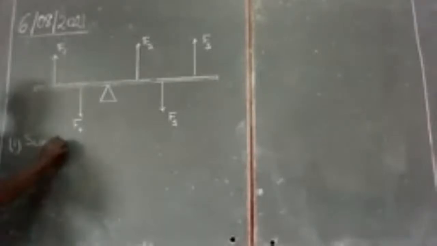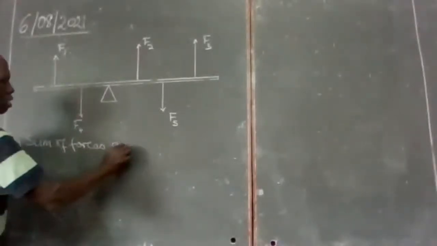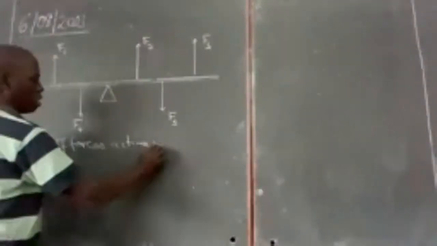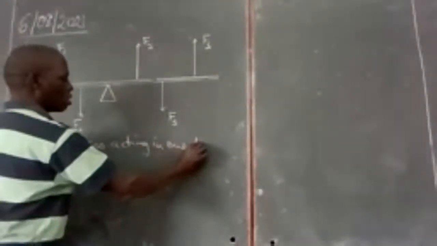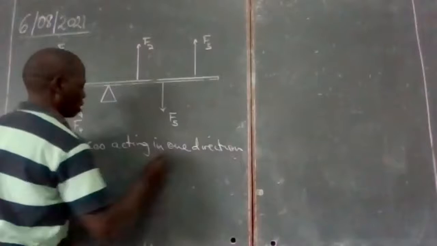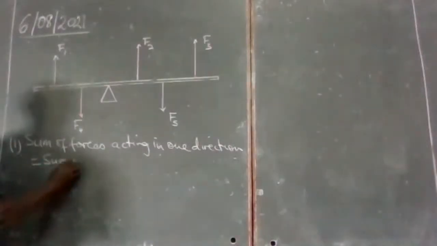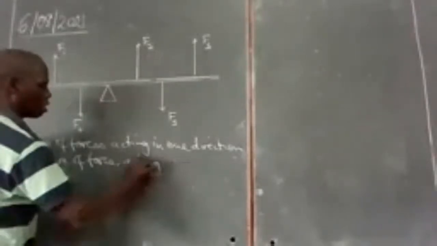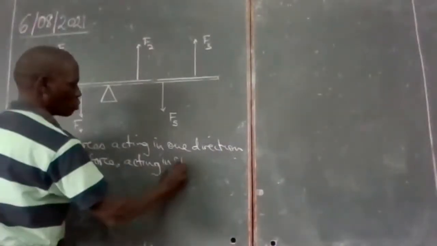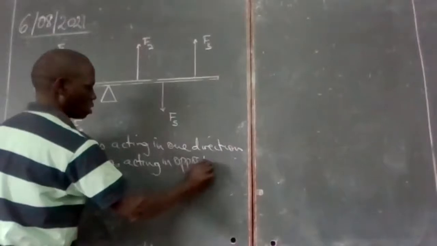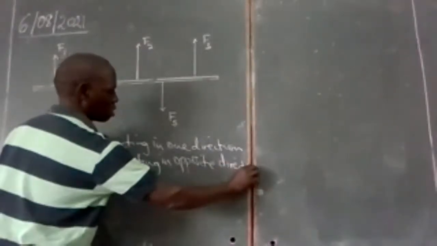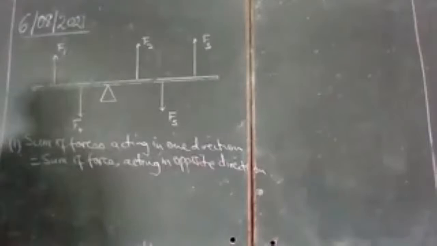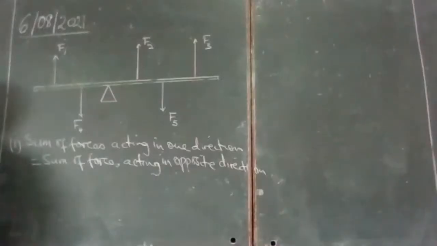So the first rule says that the sum of forces acting in one direction is equal to the sum of forces acting in the opposite direction. That is our first condition. I hope that point has been captured.